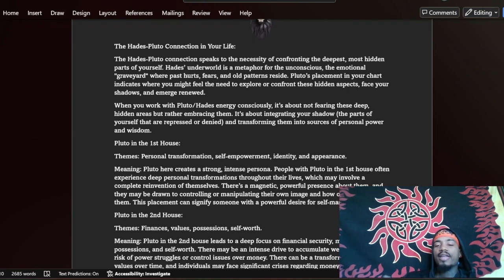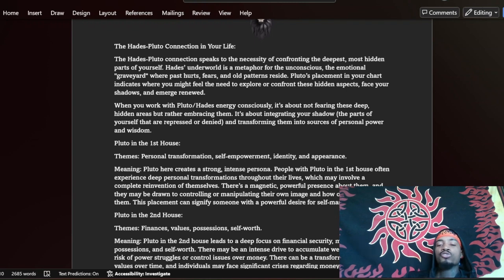You understand? Now, with Pluto in the first house, the themes are personal transformation, self empowerment, identity, and appearance, right? Pluto here can create a strong, intense persona. People with Pluto in the first house often experience deep personal transformation throughout their lives, which may involve a complete reinvention of themselves. That's that tower moment I was telling y'all, right? Where you realize, damn, I can't really make it like this. I gotta become something more, something better. Or sometimes a person might feel like they gotta regress in their personal nature and become more negative in order to get to the top.